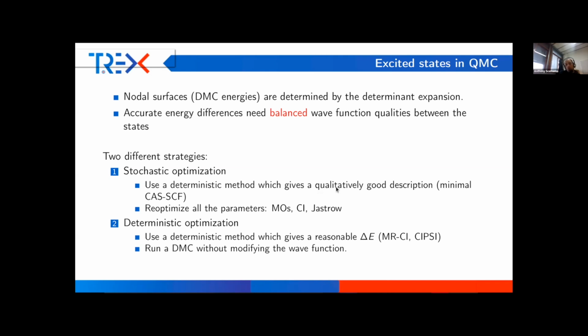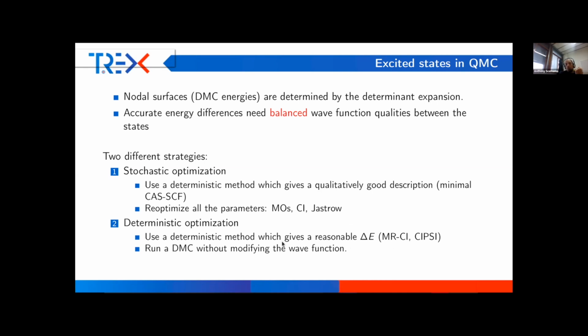The other alternative is to do a deterministic optimization. So use a deterministic method that would give a reasonable energy difference, using MRCI or CIPSI, and then run a DMC without modifying the wave function, just considering the DMC as a post-CI method.